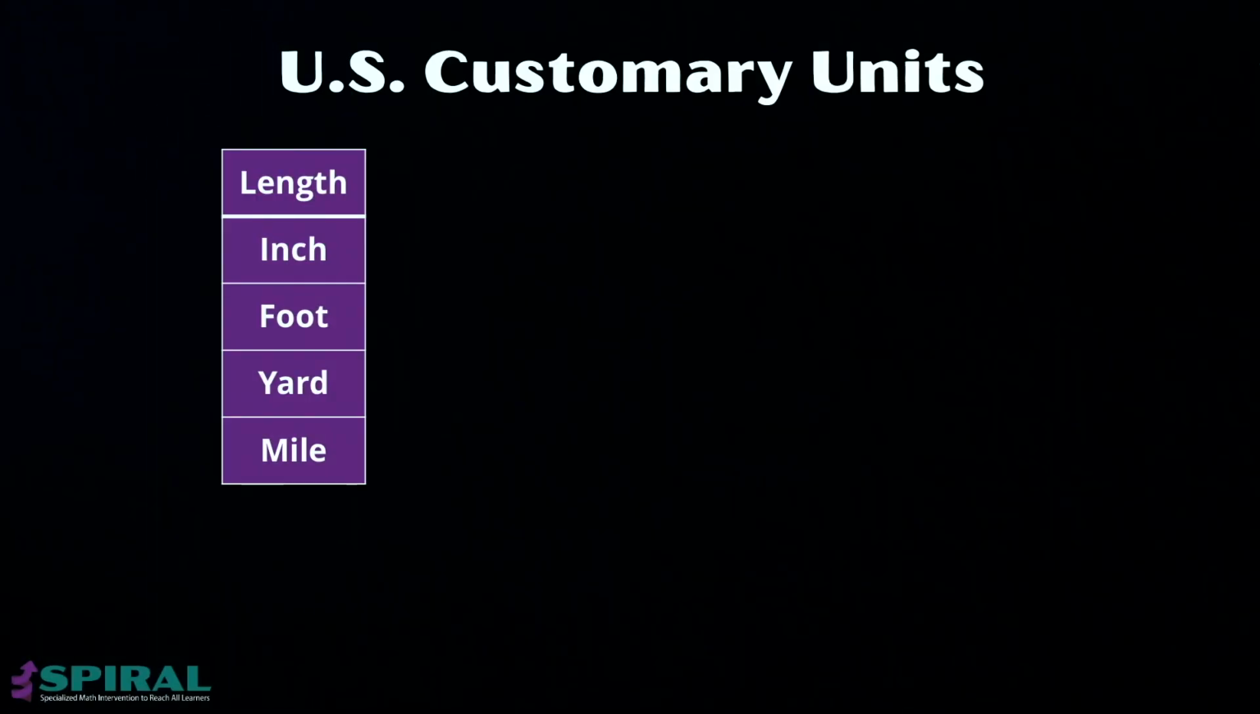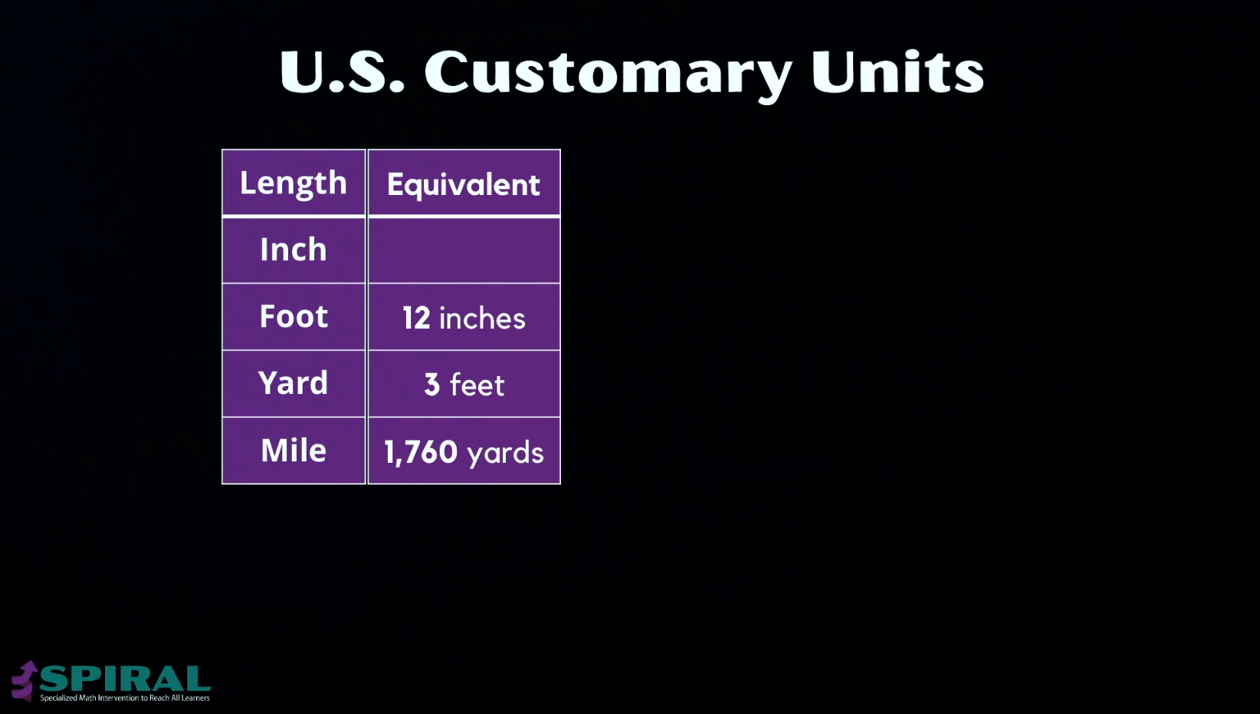To complete length conversions within the U.S. Customary system, students need to understand the patterns and relationship between inches, feet, yards, and miles. Specifically, there are 12 inches in 1 foot, 3 feet in 1 yard, and 1,760 yards in a mile. These numbers are the basis of our conversions.